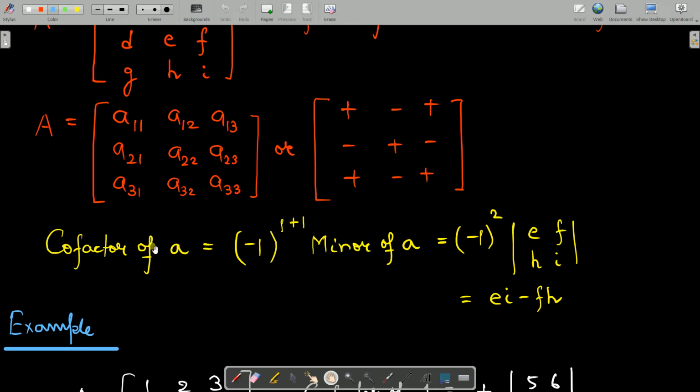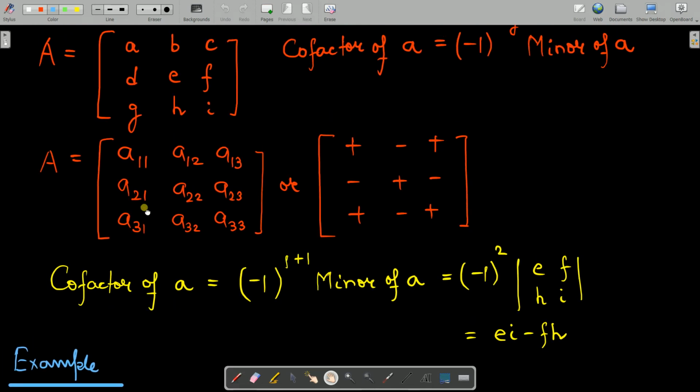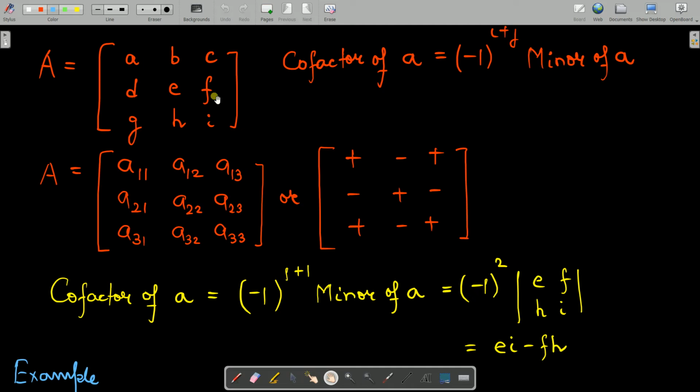If you want to find the cofactor of A, first find the minor of it and then multiply with this factor: minus 1 whole to the power of 1 plus 1. Why 1 plus 1? Because A is located at this location, where i is 1 and j is 1. So that is why it is 1 plus 1. 1 plus 1 is 2. Minus 1 to the power of 2 is 1, which is even, so there will be no change in sign. Simply multiply with the determinant, which is this.